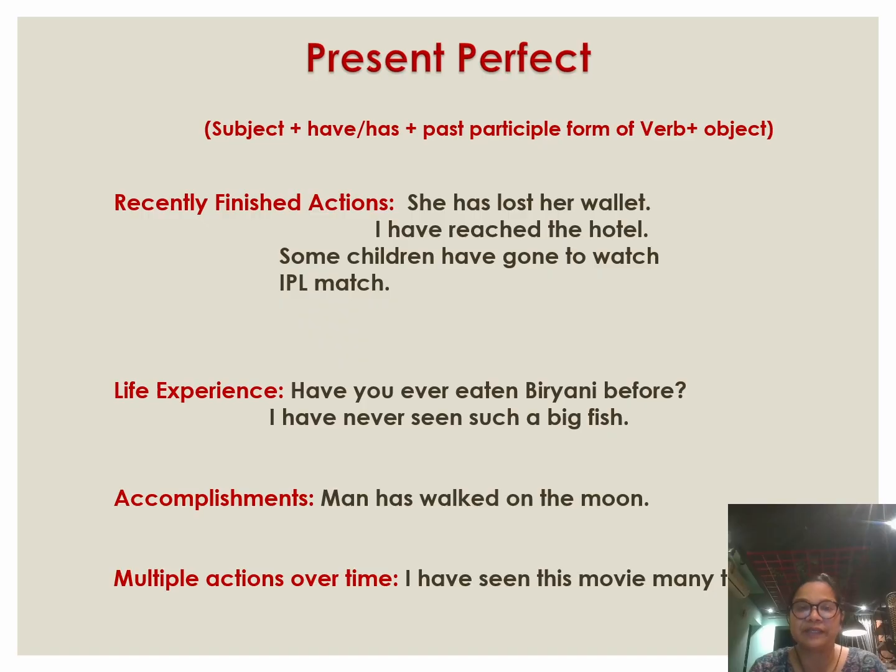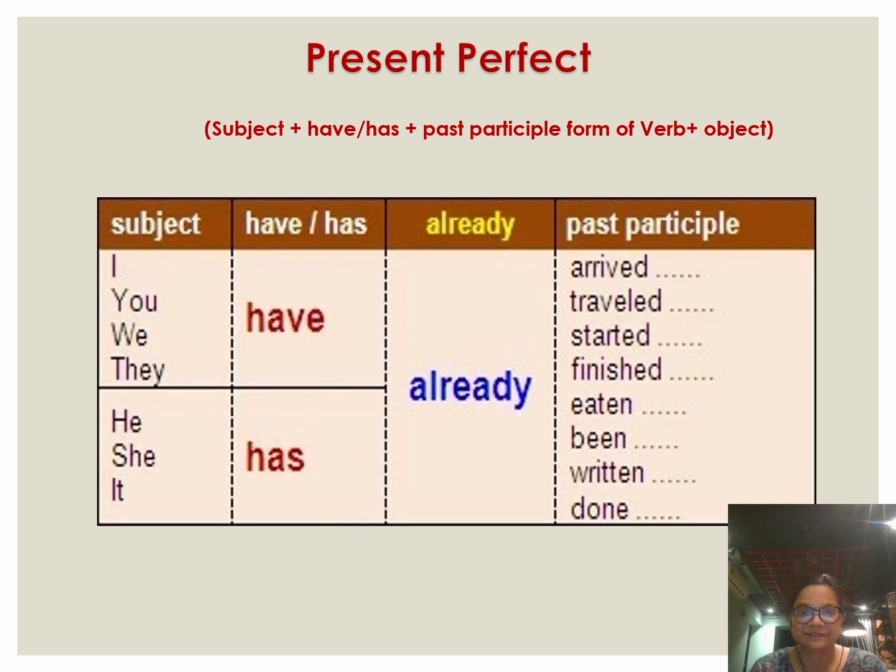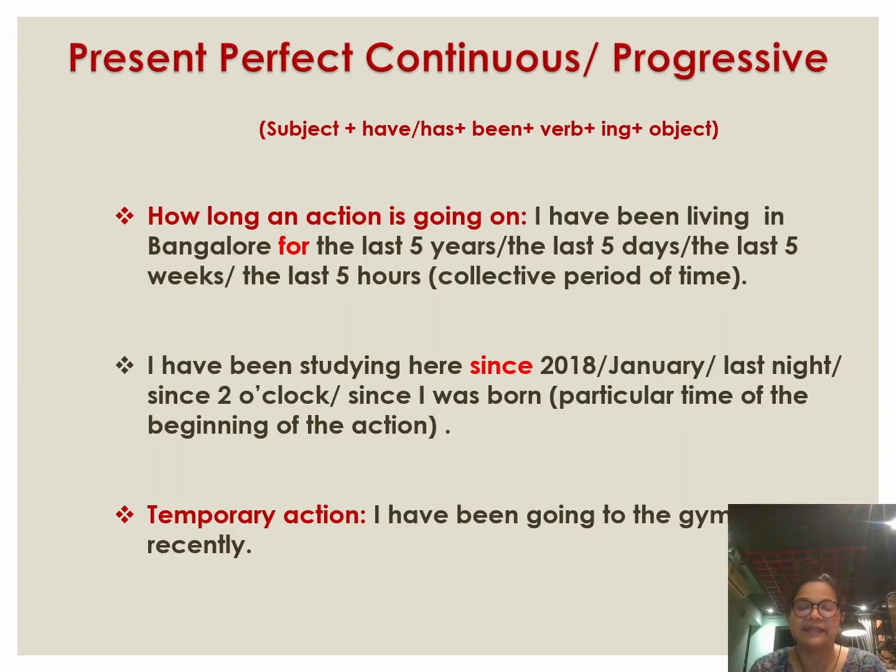In present perfect, we have subject plus has or have plus the past participle form of the verb plus object. It is used for recently finished actions, like she has lost her wallet. Have you ever eaten biryani before? Man has walked on the moon. I have seen this movie many times. So these are some examples of present perfect tense. I have already arrived. I have already eaten. These are other examples.